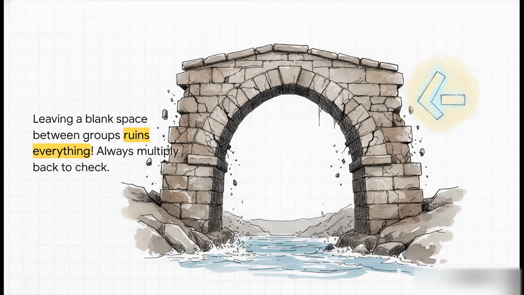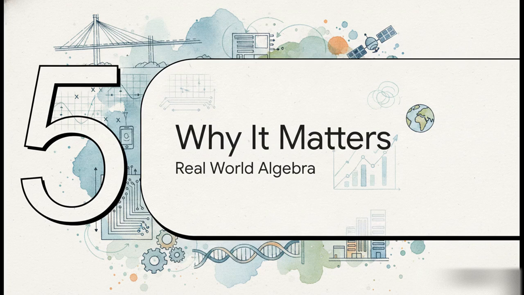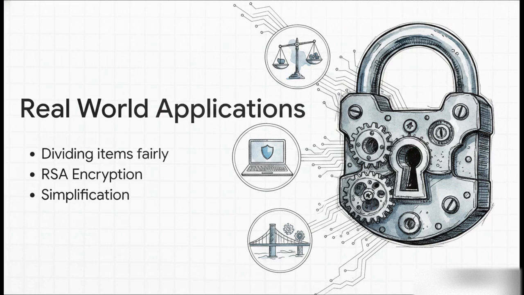Finally, Section 5, Why Factorization Matters. Let's bring this all back to reality. So we've talked a whole lot today about x's, y's, squares, and identities. But let's take a step back. Why does any of this actually matter to us?